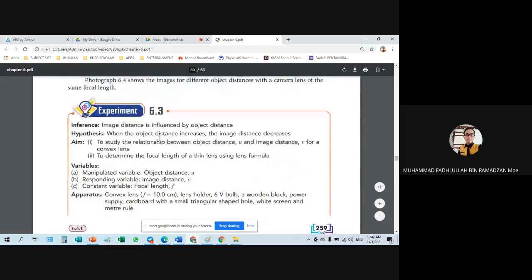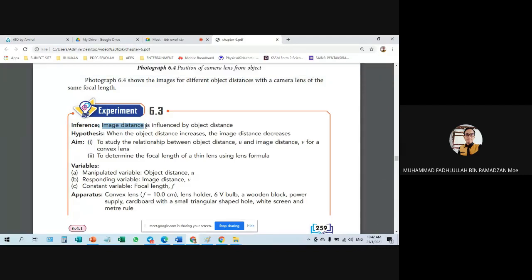Okay, second part, this experiment is quite popular. Experiment 6.3, kita nak tengok pada the inference, image distance influenced by the object. So kalau kita tengok influenced by means that here, inference yang awal-awal tu mesti responding variable, okay, influenced by manipulating variable. So yang ni biasalah, saya dah discuss daripada form 1 lagi. Inference mesti responding variable influenced by manipulating variables.